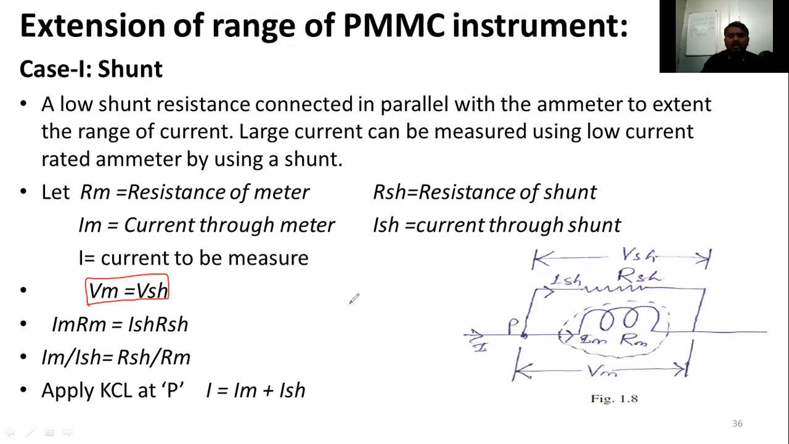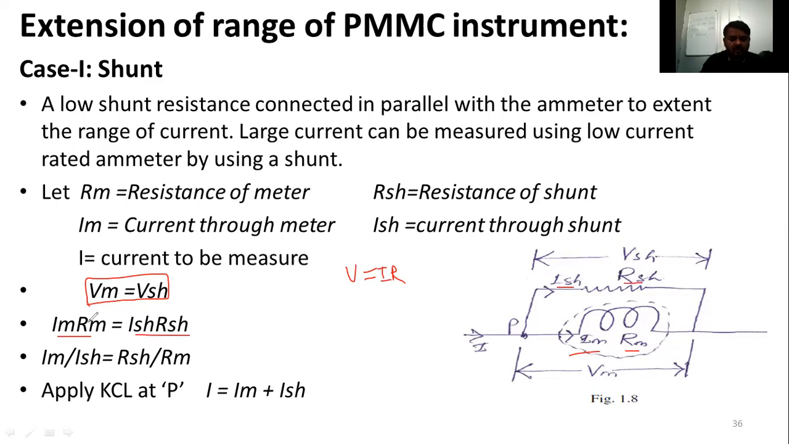According to Ohm's law, we know the formula V equals IR. But what do you mean by this VM? IM into RM. VM is nothing but the voltage across the meter. Which current is flowing in the meter? IM. Which resistance is there? RM. So VM equals IM RM, and VSH equals ISH into RSH. We are writing here now.